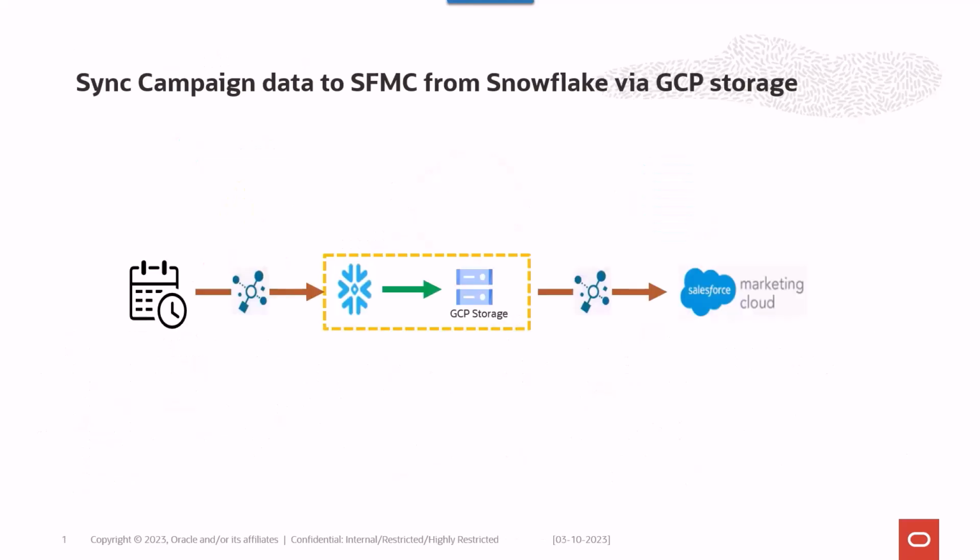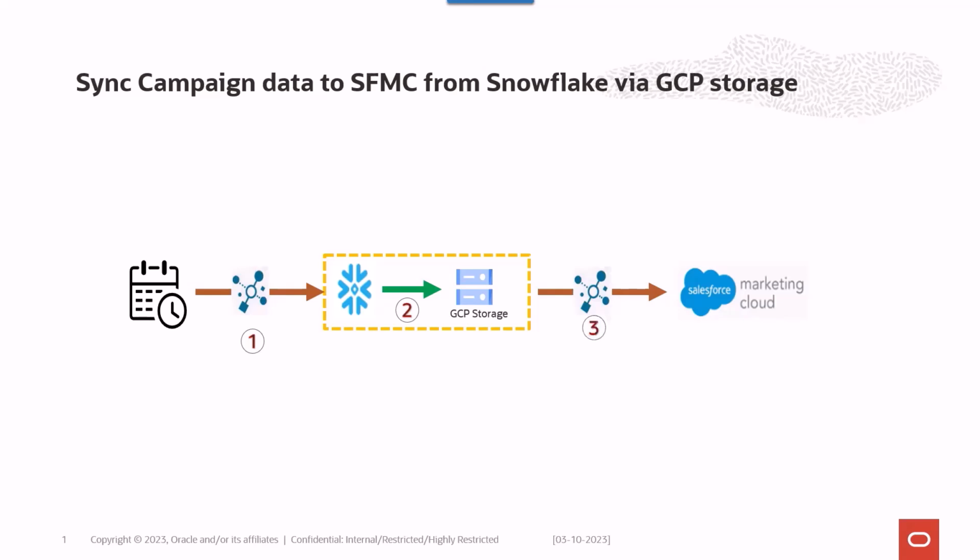Let's now get into the use case, which is syncing campaign data to SFMC from Snowflake via GCP Storage. This is a scheduled based integration. Once the integration gets scheduled, OIC invokes the Snowflake application using the Snowflake adapter. The Snowflake adapter performs the bulk export operation using a feature called external stage. Using the external stage feature, Snowflake exports the data into the GCP storage directly.